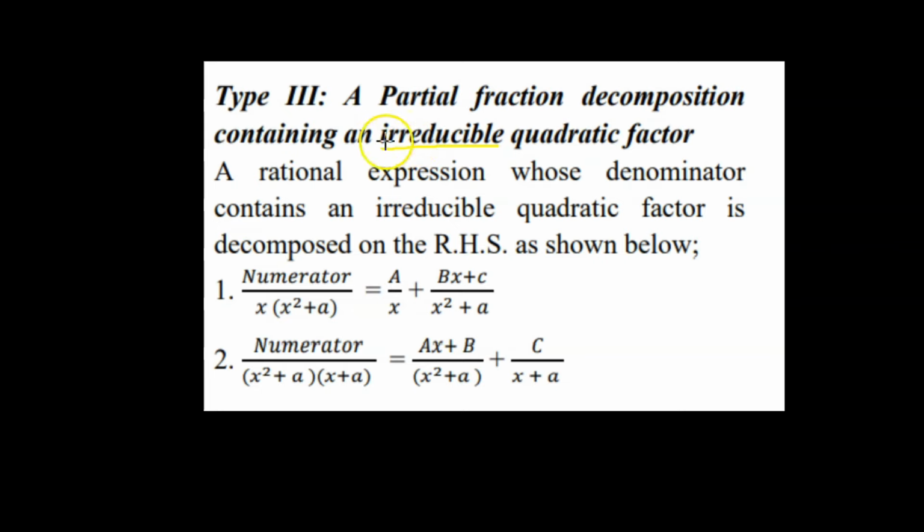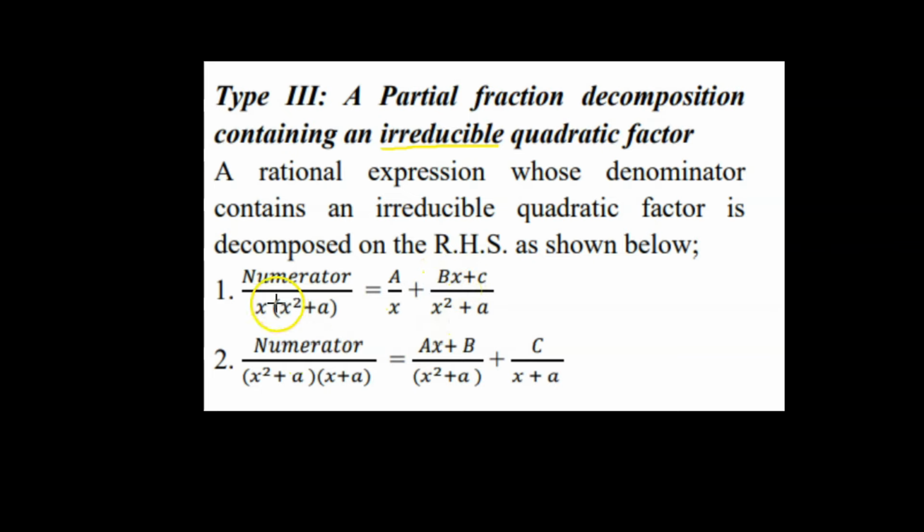In such a scenario, if a rational expression whose denominator contains an irreducible quadratic factor is decomposed, on the right hand side it will be shown as this. If you have an irreducible quadratic factor, the partial fraction will be bx plus c all over x squared plus a, because you can't write the denominator as a reduced factor. Therefore, you just attach bx plus c to get your expression done.